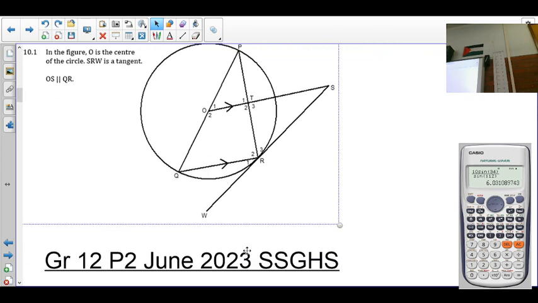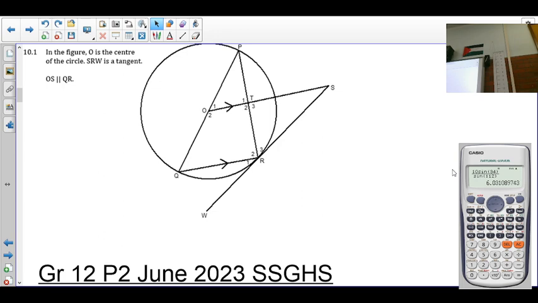Right, question 10.1. We are told that in the figure O is the center of the circle. So if O is the center of the circle, what comes to mind? Central angle theorem, or angle at center is twice angle at circumference, and many other things, radii and things like that. Then line PQ, or chord PQ, is the diameter, so R2 is also 90 degrees, angle in semicircle. Then we are told that SRW is a tangent, therefore R1 has to be equal to P1, and R3 is equal to angle Q, and so on and so on.